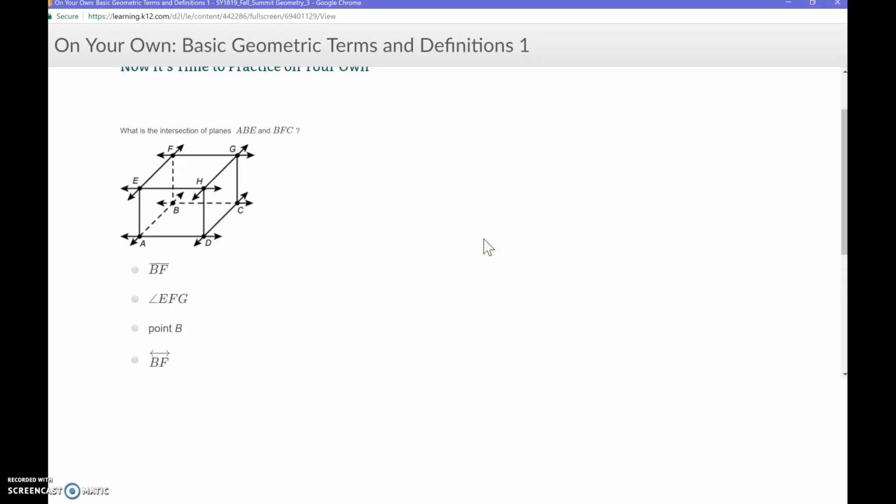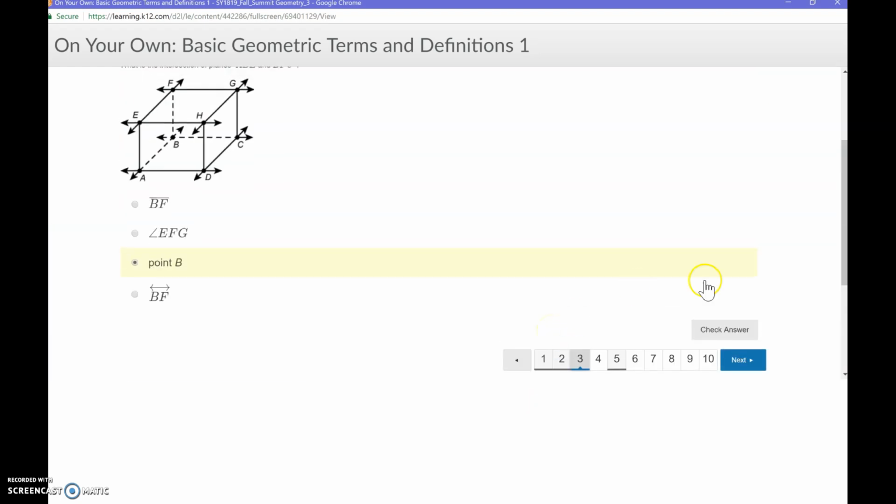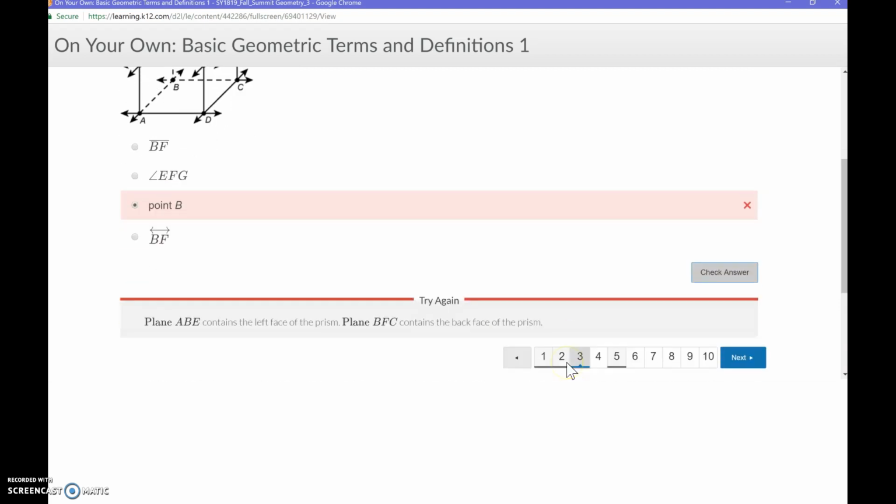All right, the intersection of planes A, B, E and B, F, C. So let's find those planes. A, B, E is this side over here to the left. And B, F, C is the other side. Where do they intersect? They both have point B. Let's try point B and see what happens. Check our answer. Oh, I don't know why I couldn't scroll, but now I can. Uh-oh. Says we've got to try again.